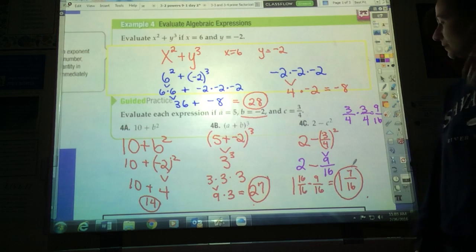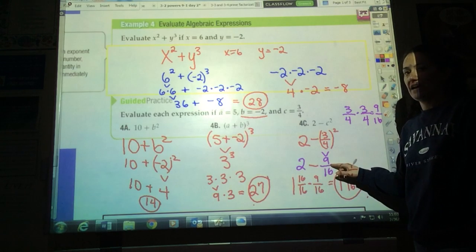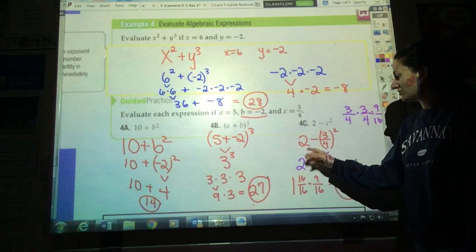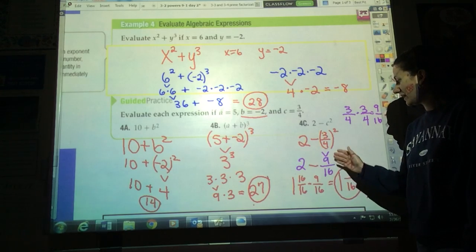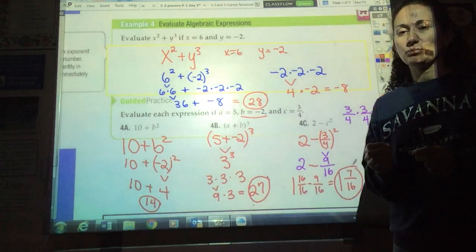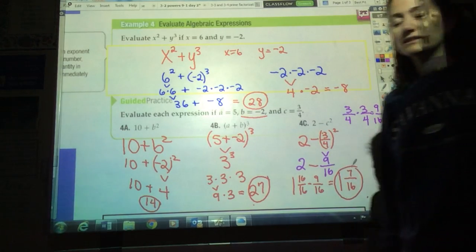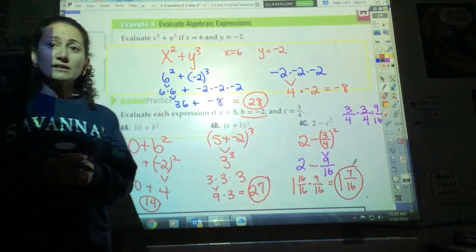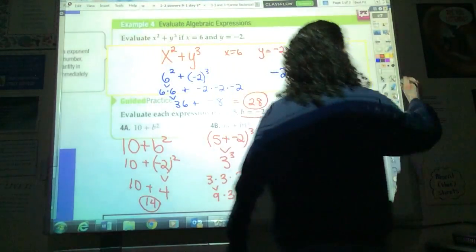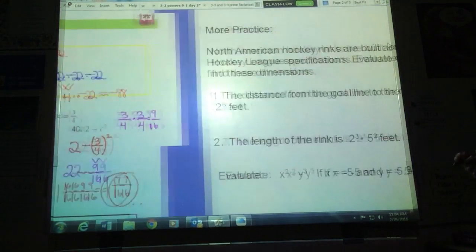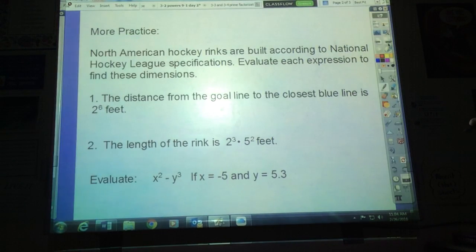And I'll bet that some of you can even do this in your head. You can visualize 2 wholes, take away 9 16ths as a fractional part, and you could get that answer in your head. So I know we're all at different stages in how well we understand fractions. I'd like you to try some now. So I'd like you to pause the video, and I would like you to try these 3 problems.